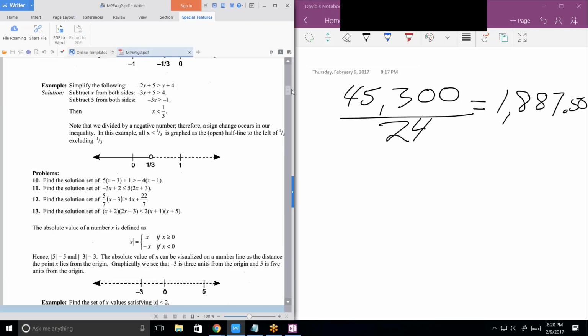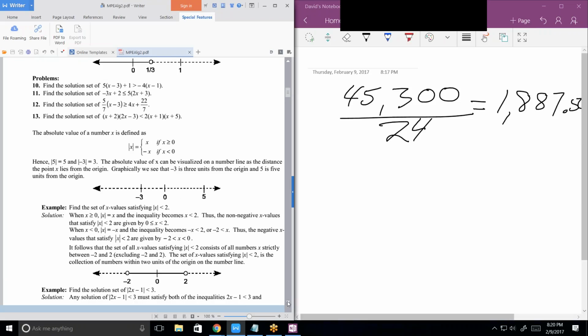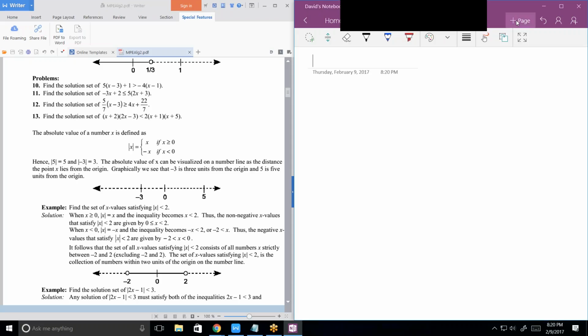I'm going to skip everything and just go straight to the problems, because if any explanation is needed, I can provide it. Okay. All right. Inequalities are very much like solving equations with one difference only. And that difference is that whenever you divide or multiply both sides of the equation by a negative number, you have to switch the direction of the inequality sign.